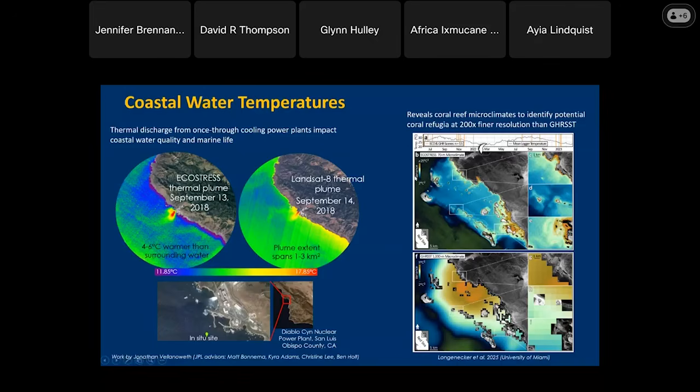On the right is also a recent example from Jake Longenecker, who's with us this summer here at JPL, in fact, using ECOSTRESS to monitor these very fine-scale coral reef microclimates, which are really useful for not only identifying potential coral refugia, but also helping to predict coral bleaching in these vulnerable regions. And the ECOSTRESS data here is almost 200 times finer resolution than the typical GRIST products, which are produced at about 1,000 meter resolution on the bottom right.